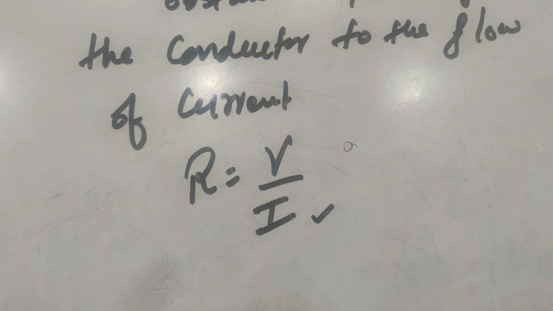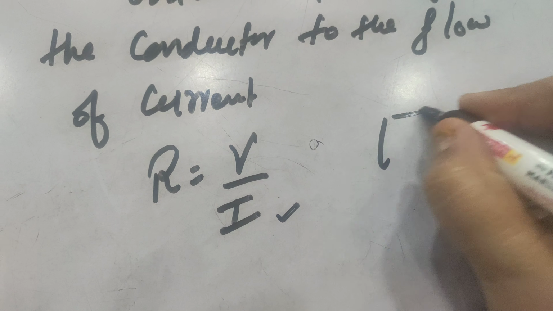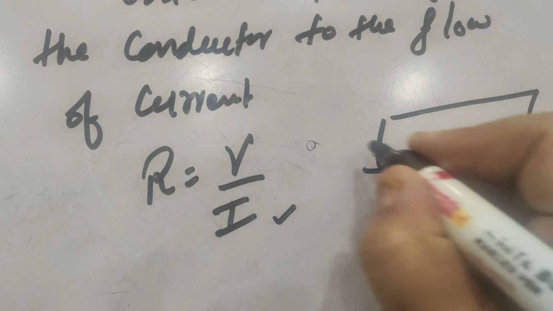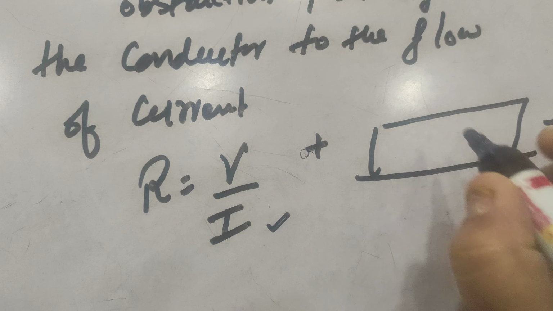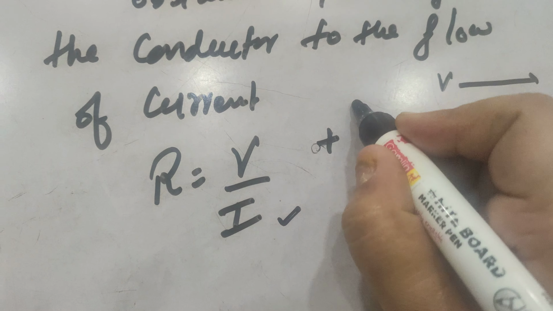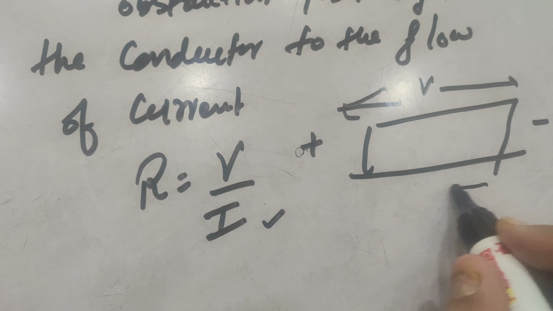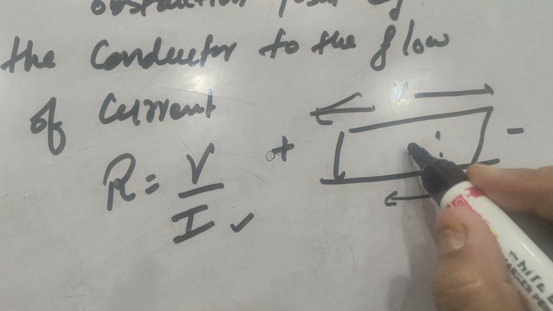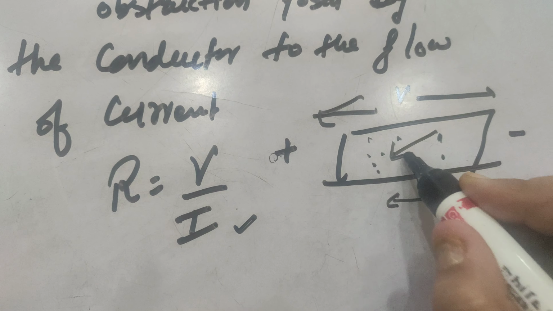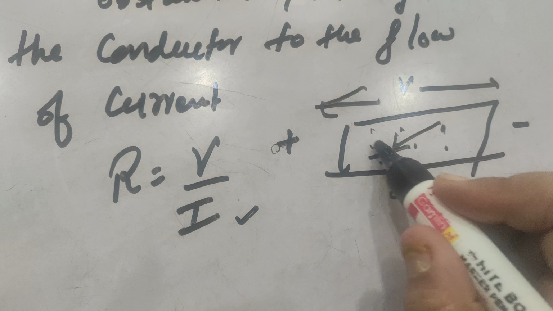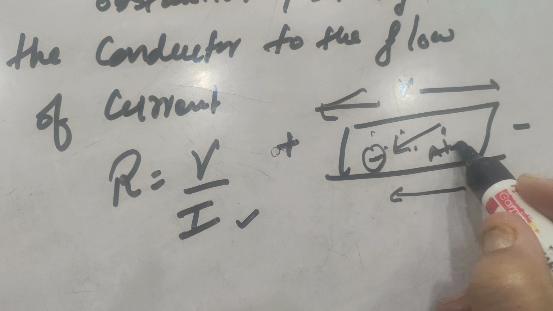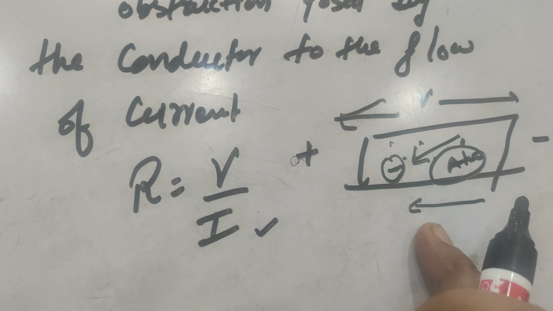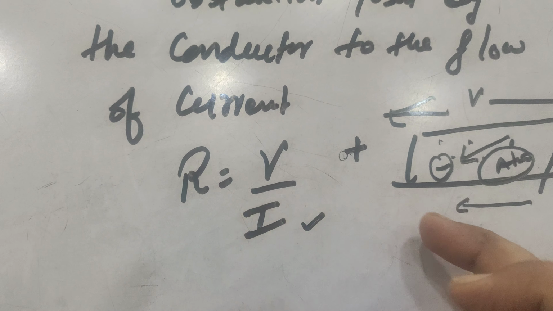Now let us explain this formula. Here we have a conductor, and let a potential difference V be applied across the ends of the conductor, due to which the current flows through it. But while flowing, the electrons will suffer frequent collisions with the ions or atoms of the conductor. Due to this collision, their motion is obstructed, and that obstruction is called the resistance.